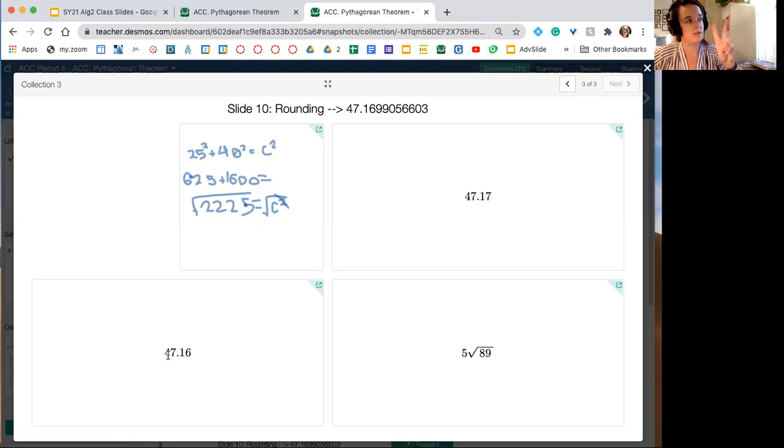So I saw 2 major groups of people. One type of person put 47.16 and one type of person put 47.17. Which of these is correctly rounded? Which of these is correctly rounded? Did I stump you? Yes, Alejandra. Can you come off mute and talk to us about why 47.17 is the correct rounding?